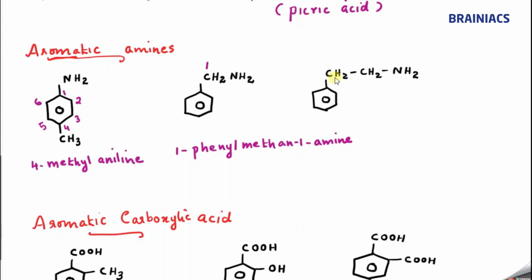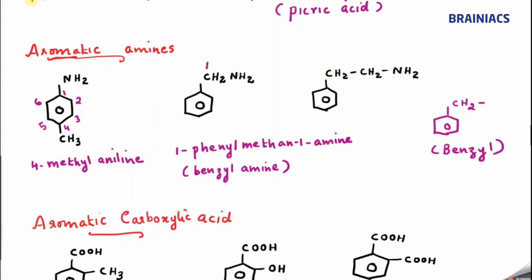Its common name is also famous, so please remember this. What happens if there is a CH2 group with the benzene ring? What is the name of this compound? This is called benzyl. Its common name is benzyl. So this can also be called benzyl amine. It is the common name of this compound.